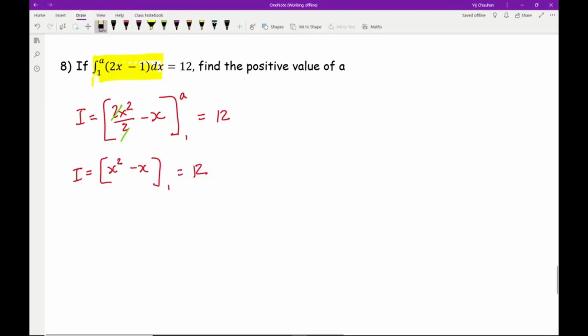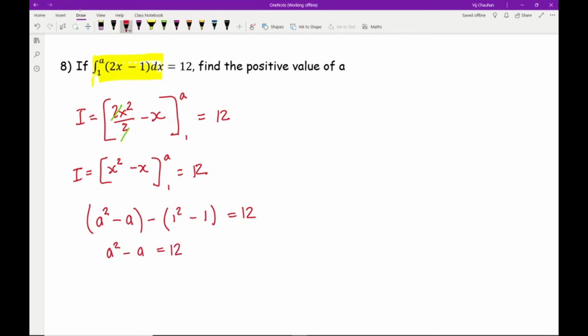So let's just do that correctly, because again, you want to make sure that your handwriting does not make you lose marks through careless mistakes. So going through the steps, I'm going to substitute x equals a. So I've got a squared minus a minus (1 squared minus 1) equals 12. Now if I simplify this, I've got a squared minus a, and then 1 squared minus 1 is just going to be 0, equals 12.